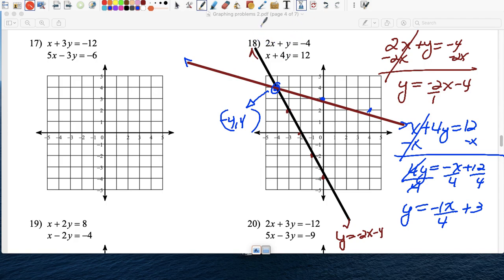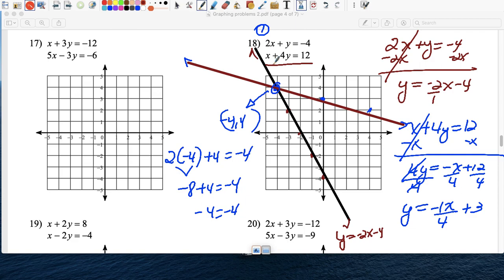Let's plug it in the first equation. In equation 1, I'm going to replace the x with -4 and the y with +4. So I get 2 times -4 plus 4 equals -4. This is -8 plus 4 equals -4, and it's indeed true. The second equation, we change colors, is this guy. So we replace x with -4, y with 4. So I get -4 plus 4 times 4 equals 12. -4 plus 16 equals 12, and 12 equals 12. So that point here makes this equation true and makes that equation true.